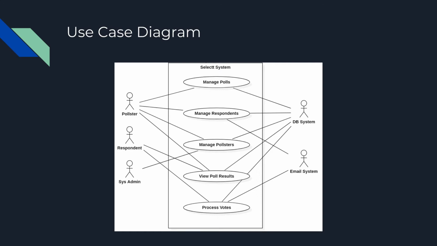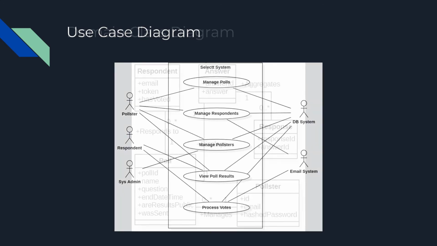The database system stores all the information about the polls, the pollsters, and the respondents. The email system emails unique voting links to poll respondents and emails account-related information, such as a requested password change. Our use cases are manage polls, manage respondents, manage pollsters, view poll results, and process votes.